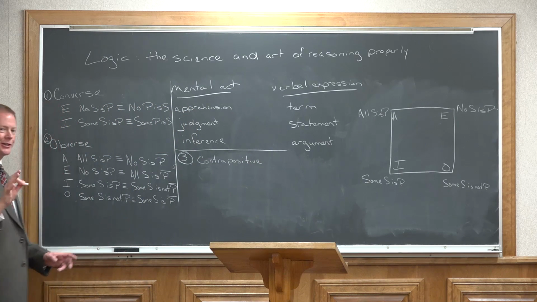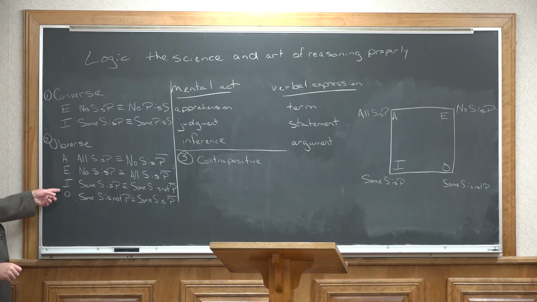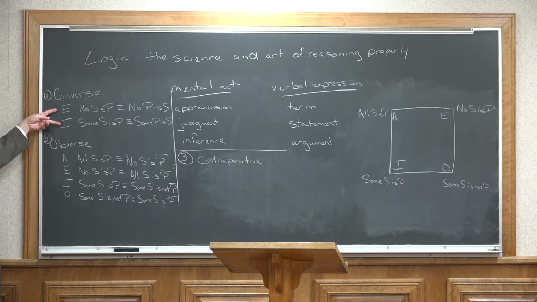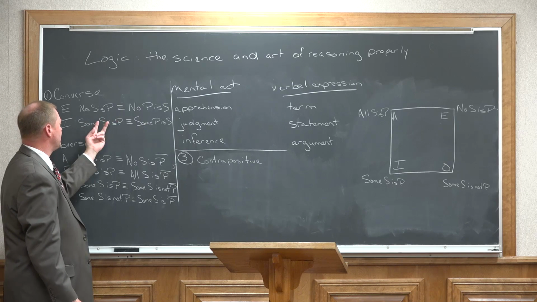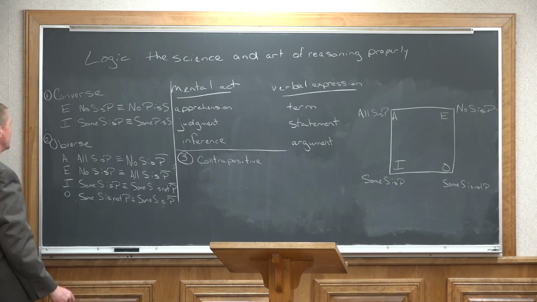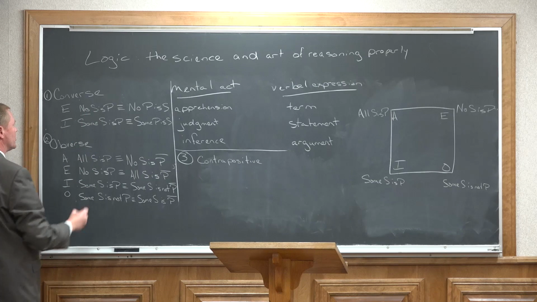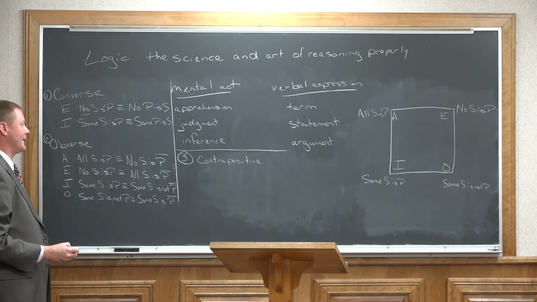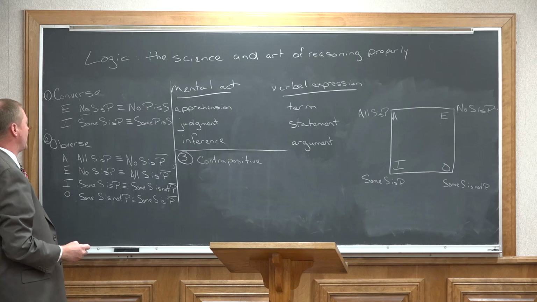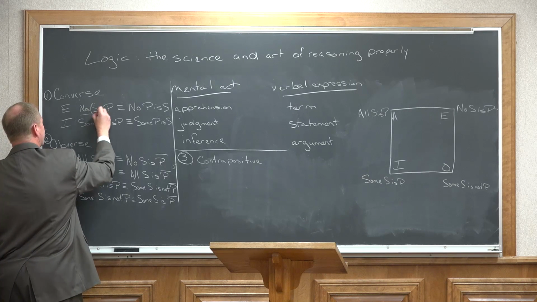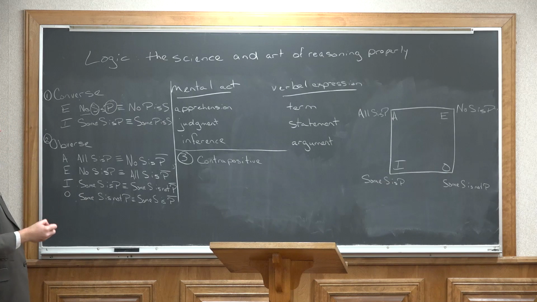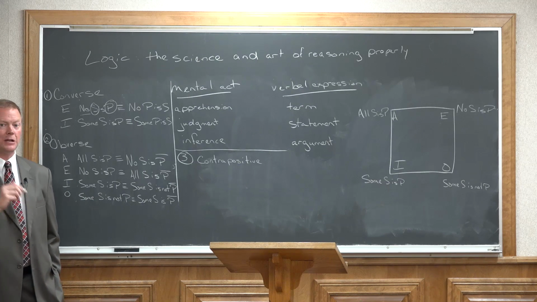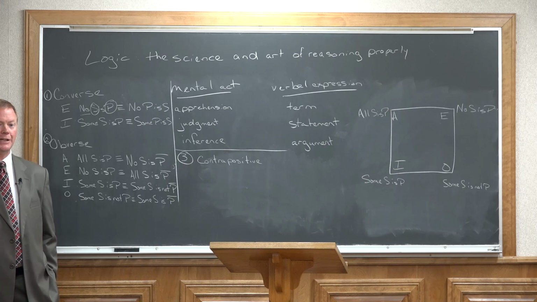Contrapositive, now take a look. Obverse covers all four of the statement types. Converse covers E and I. Only E and I can switch the S and P. And here's why. Because the universal negative here refers to every member of the S and every member of the P. No S is P. Not any of S is any of P.